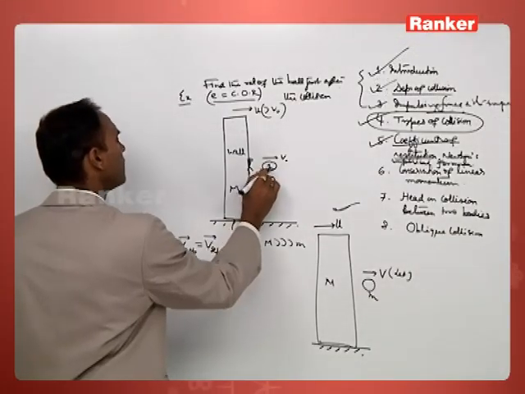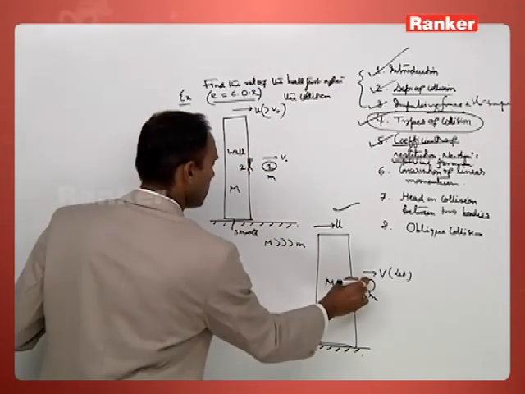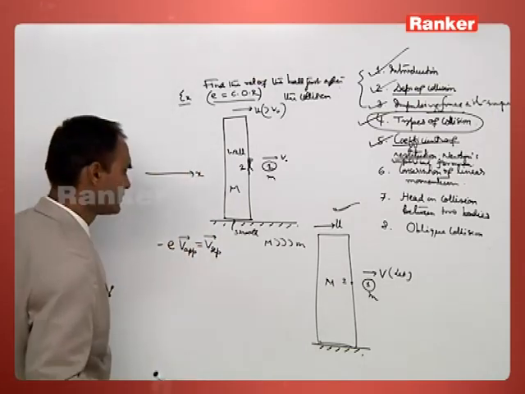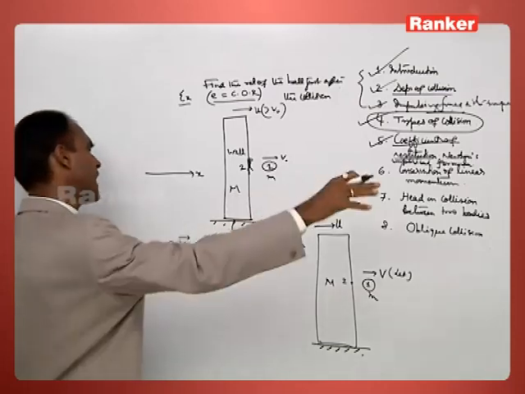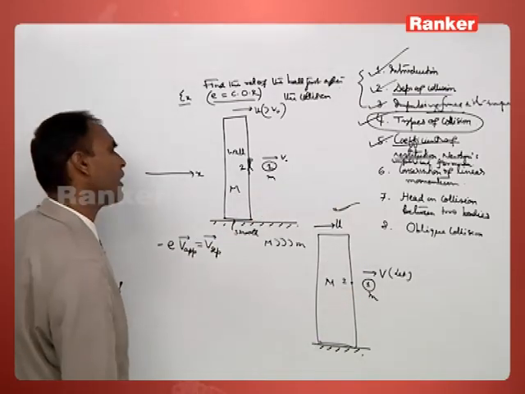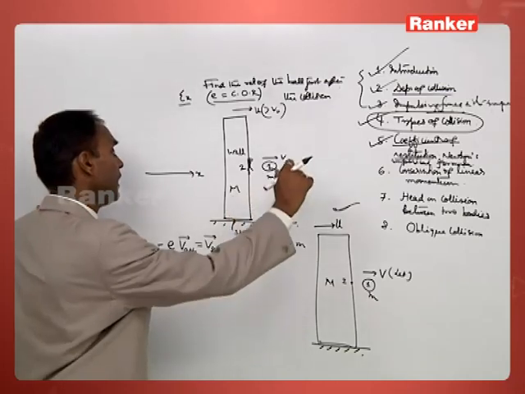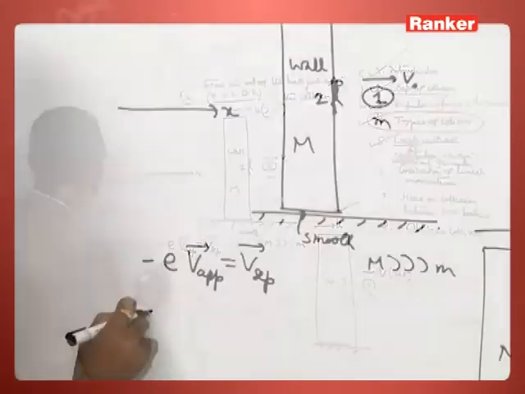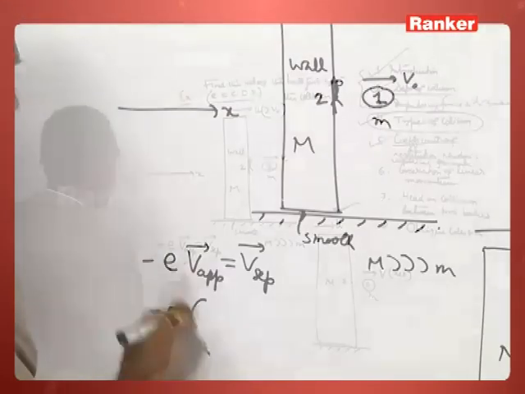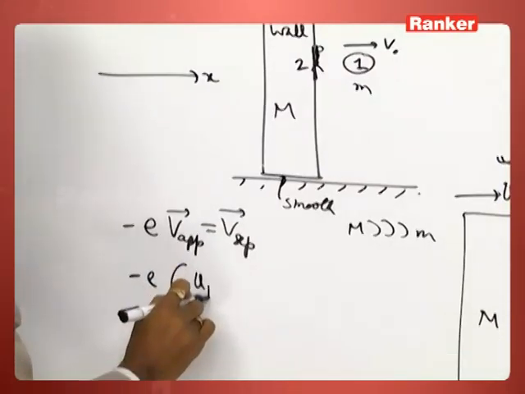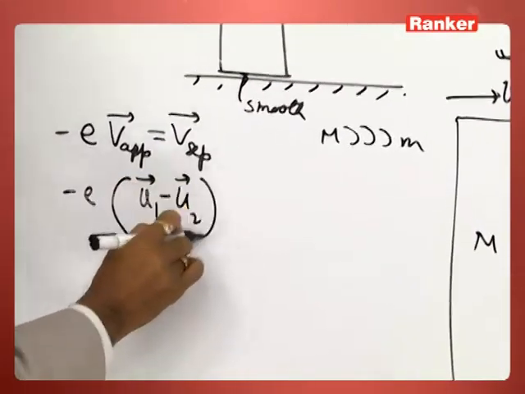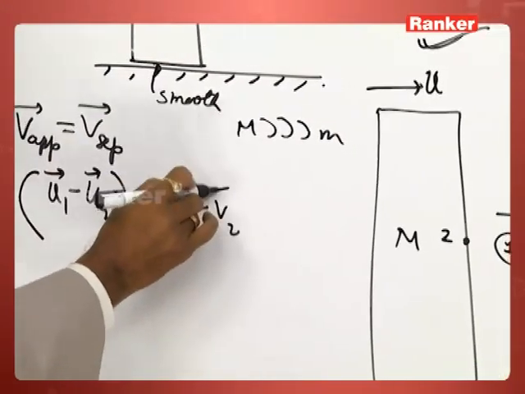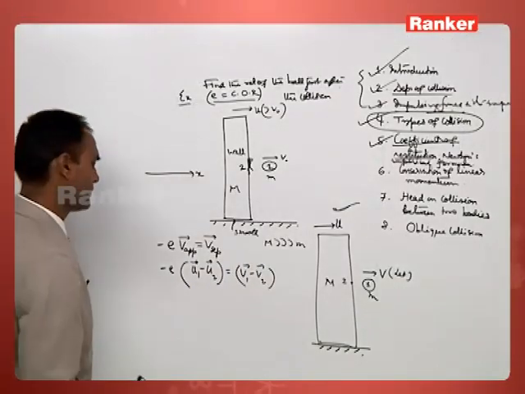We call the ball 1 and call the wall 2. This is the x direction. Velocities along the x direction can be taken positive or plus i cap, and velocities along the negative x direction can be taken minus or minus i cap. Minus e. What is the approach velocity? u1 minus u2. What is the separation velocity? v1 minus v2. This is the standard notation I am following. Minus e.